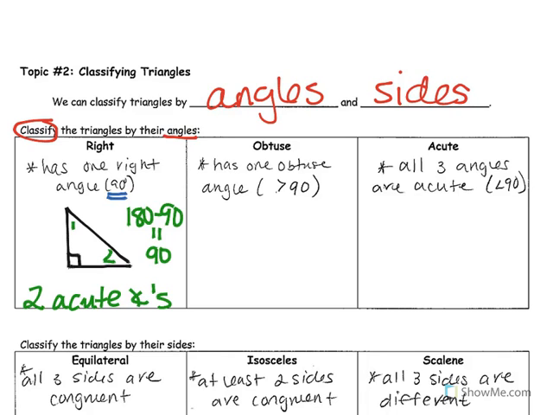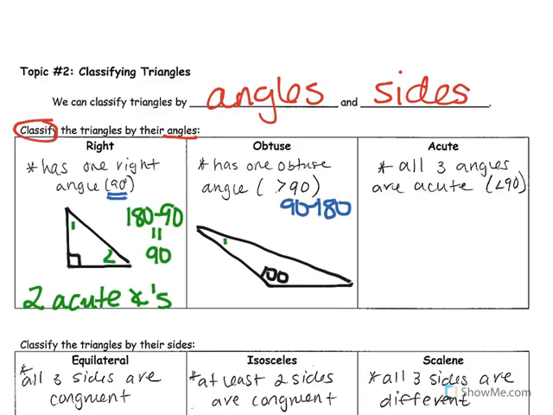Now let's look at an obtuse triangle. So an obtuse triangle has one obtuse angle. And remember, an obtuse angle is greater than 90 or between 90 and 180. Okay? So let's draw an obtuse triangle. I'm going to make my angle look a little bit more open here. Okay? And let's make up an obtuse angle. Let's say that this was 100. Okay? The fact that it has one obtuse angle means that that entire triangle is obtuse.